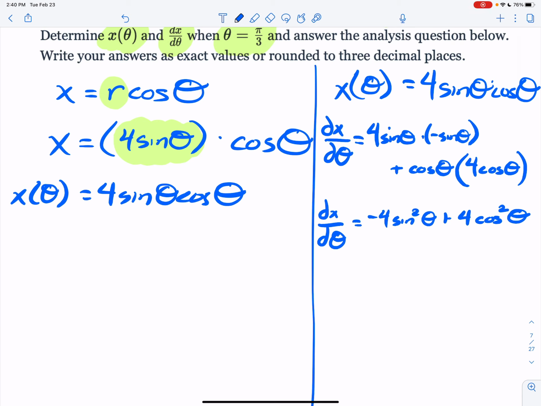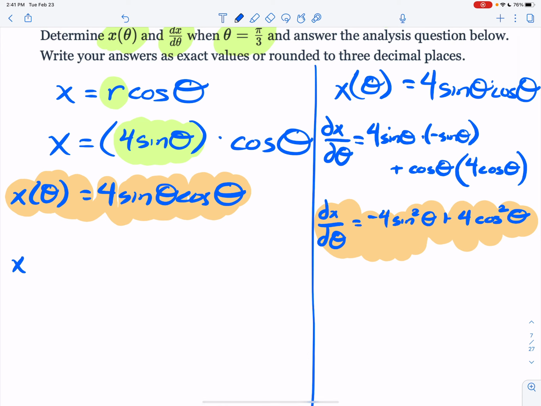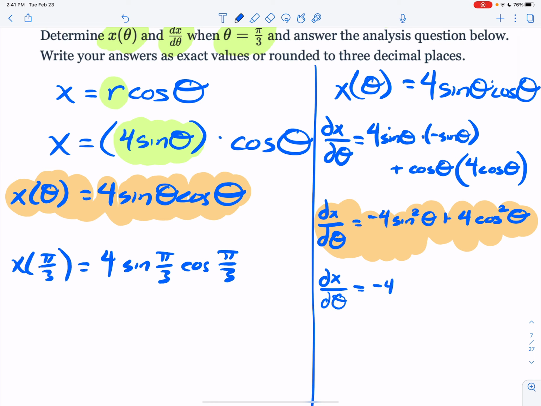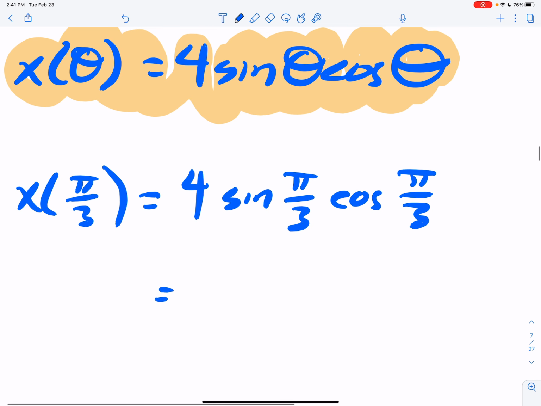Now that we have those two set, and DeltaMath will ask you to input these, okay? They'll ask you to input this and this here. And then we're going to evaluate. So at pi over 3, we'll get 4 sine of pi over 3, cosine of pi over 3. Okay? dx/dθ will equal negative 4 of sine pi over 3 squared plus 4 cosine of pi over 3 squared. Okay? Now, since we're in the first quadrant, everything comes out positive here.